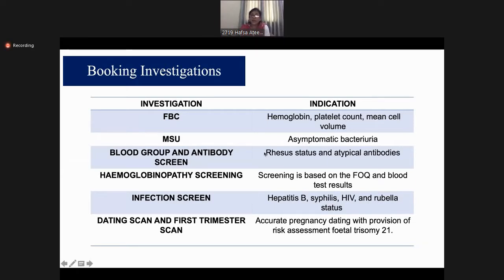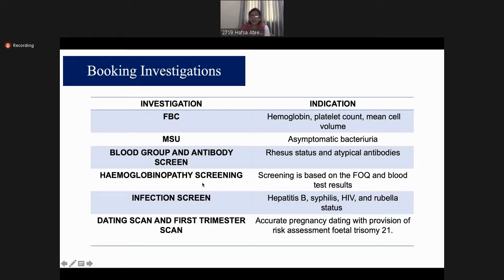Her blood group and antibody screening is very important. Her rhesus status, whether she is rhesus positive or rhesus negative, or whether she carries any atypical antibodies. Therefore, this is important. Otherwise, if not screened, the patient may develop rhesus disease, the baby may develop rhesus disease and may die in utero because of the undiagnosed rhesus disease.